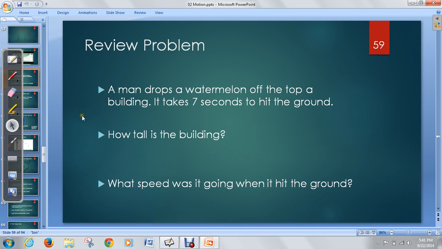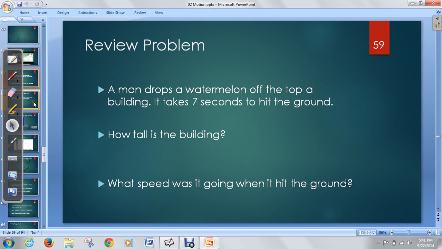So, for example, a man drops a watermelon off the top of a building. It takes 7 seconds to hit the ground. How tall is the building, and what speed was it going when it hit the ground? Okay, so if you watched the podcast from last week, you should be able to answer this problem. So, if you're making up participation, go ahead and answer that.